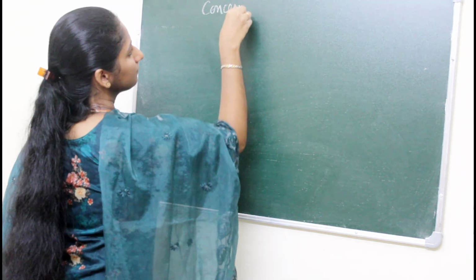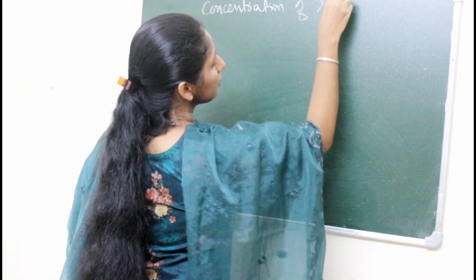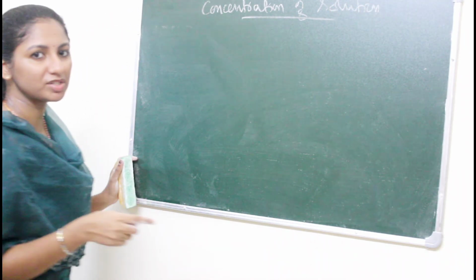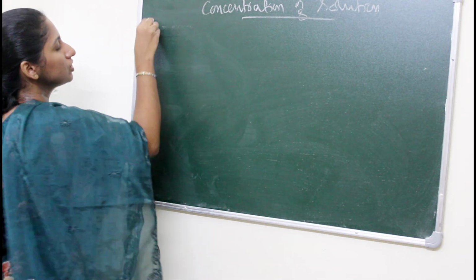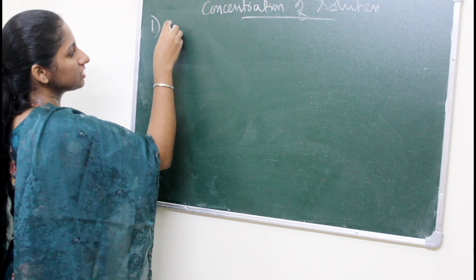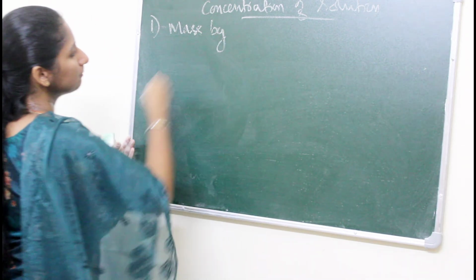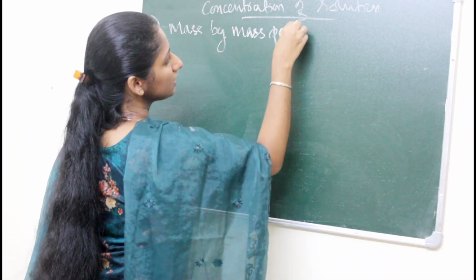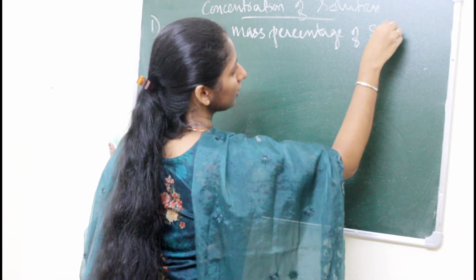Concentration of solution. So how can we calculate the concentration of solution? Mainly by using three equations, right? So we can write this equation like this: mass by mass percentage of solution.